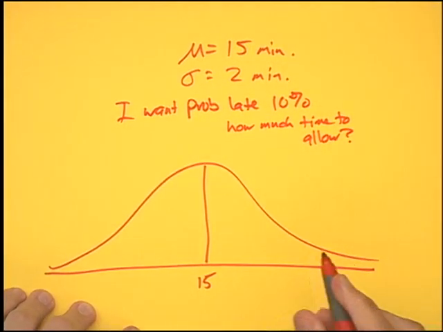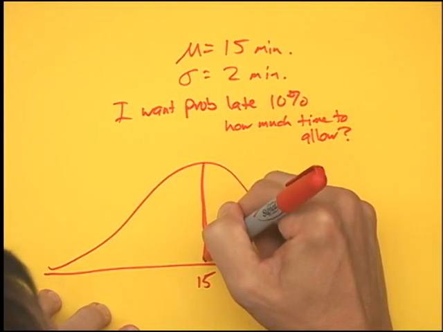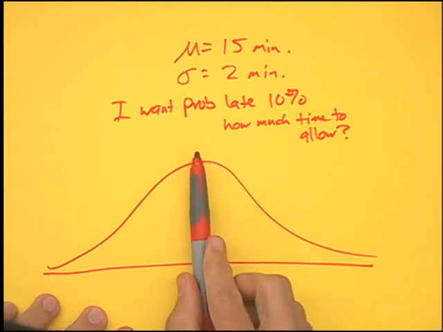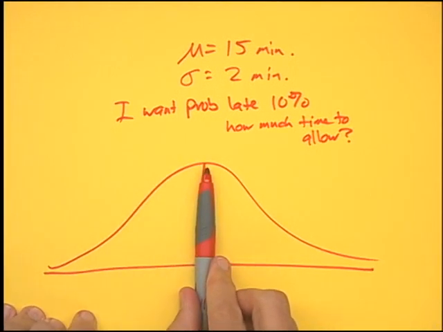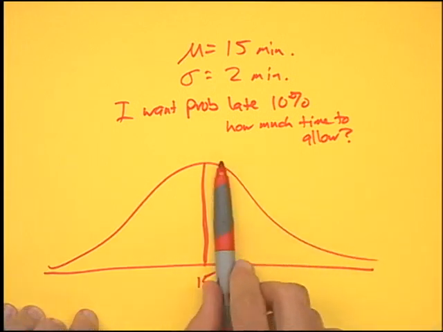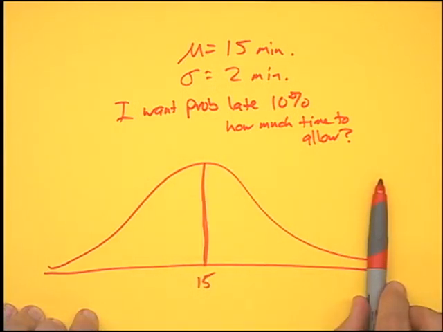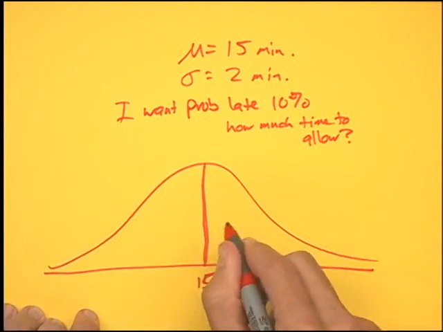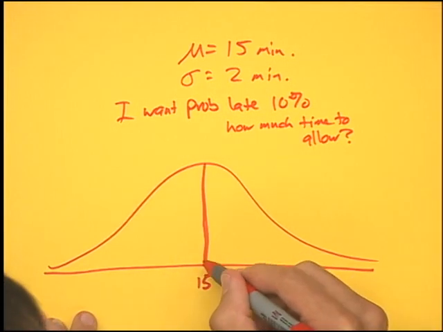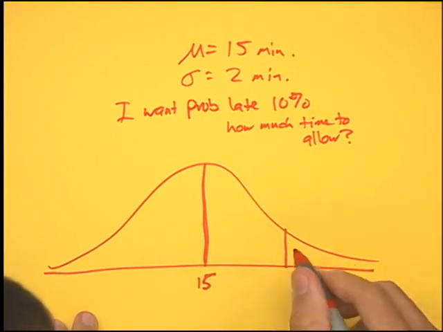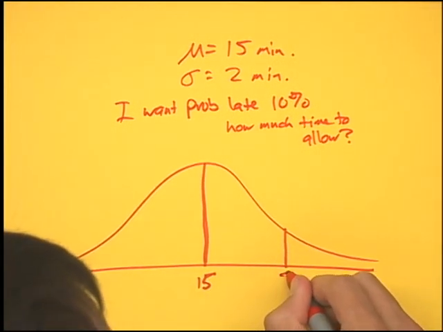That's the question, okay? So I know if I allow 15 minutes, let's say I leave 15 minutes before class, there's a 50% chance that my travel time will be less than 15 minutes and I'll make it on time. There's a 50% chance that my travel time will be greater than 15 minutes and I'll be late, all right? So if I allow 15 minutes, I have a 50-50 chance of making it to class on time. So I want to be out here. Maybe I want to allow more than that, right? Let's say I allow something out here, right?